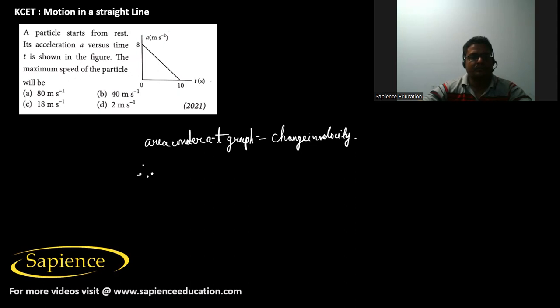Therefore, the area under the acceleration time graph, we can say it is half base into height, half into 10 into 8, that is equal to V minus U. Here it is told the particle starts from rest, so U will become 0. So the maximum velocity will be equal to half into 10 into 8, so 40 meter per second. So option B is the correct answer.